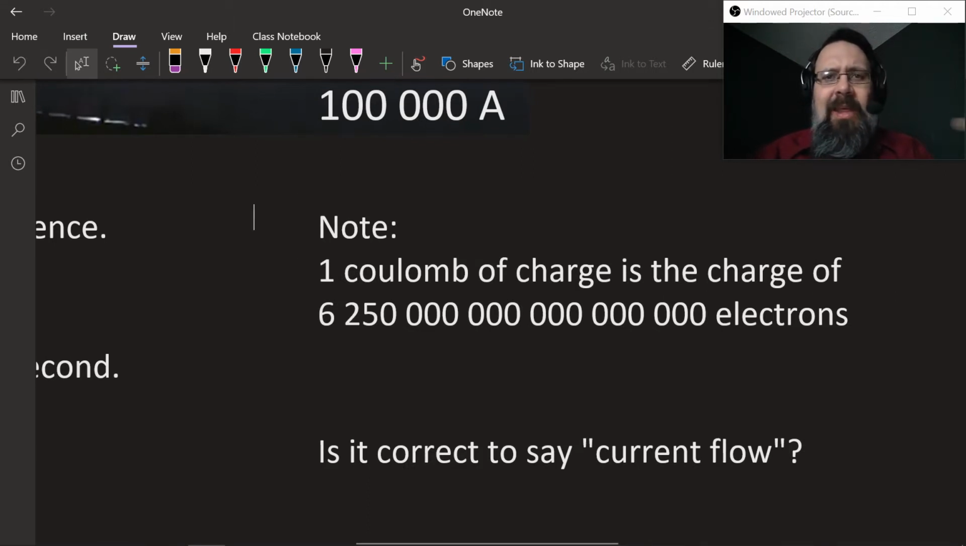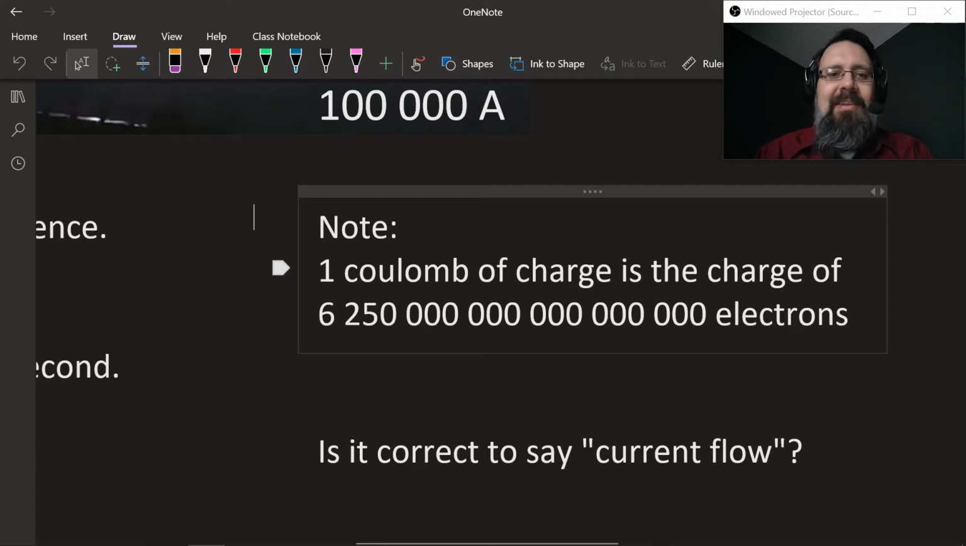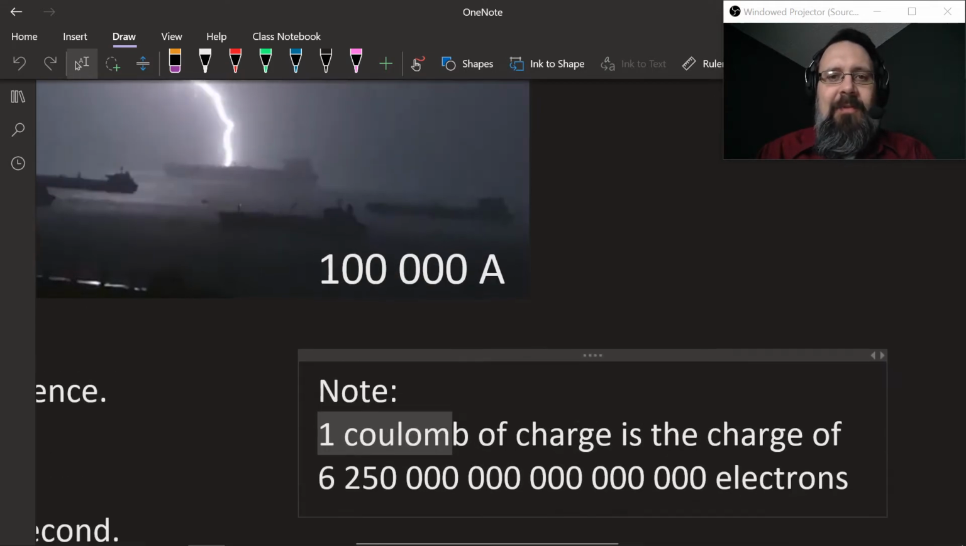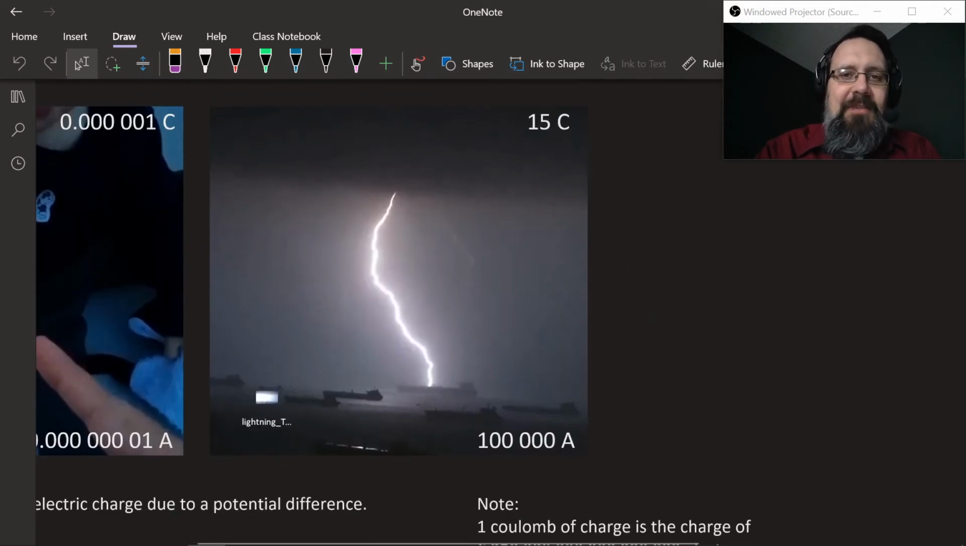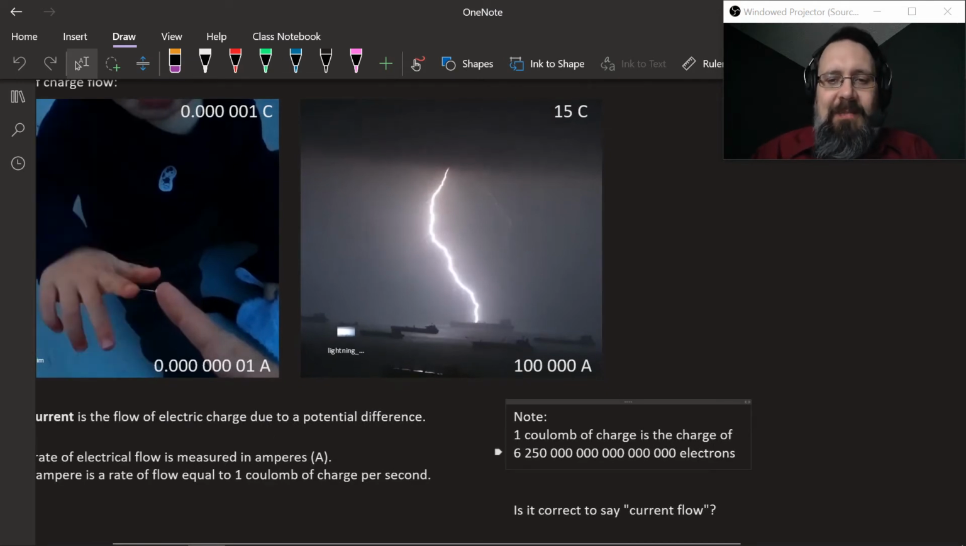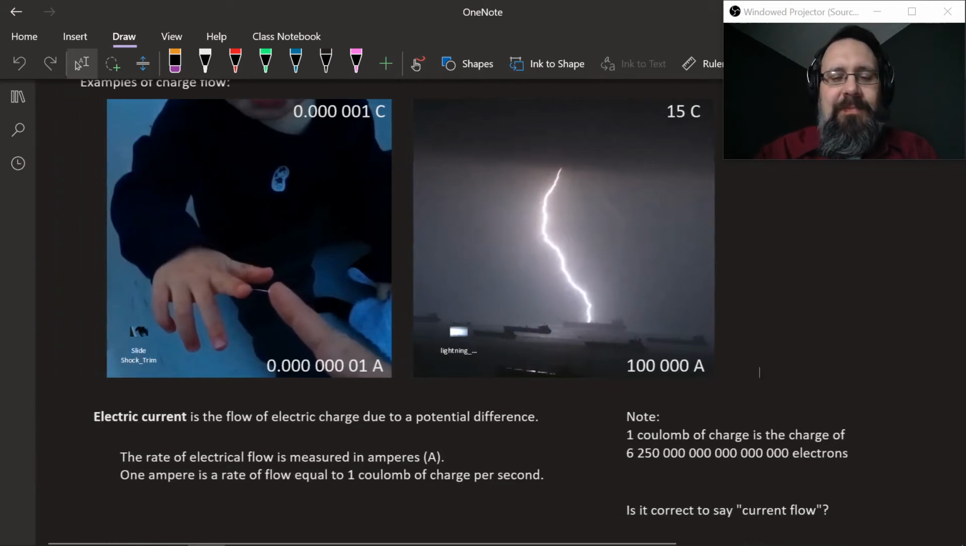Remember, the way physics always works is that when we define standard units, we want to choose units that are roughly human scale. That's why you end up with this ridiculously huge number for a coulomb. A lightning strike is just 15 coulombs of charge, and that's because electrons have a really, really small charge.